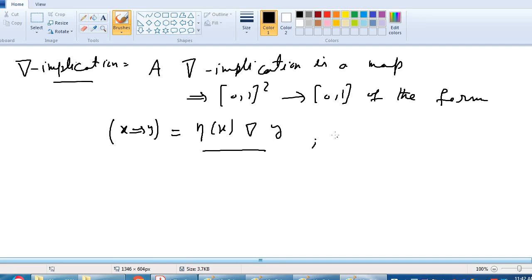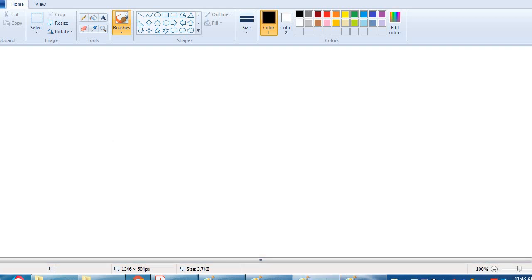Here eta is negation, that means eta of x is equal to 1 minus x, and nabla is a T-conorm. It can be any T-conorm. Now we solve it with some examples. First of all, we will take example 1.